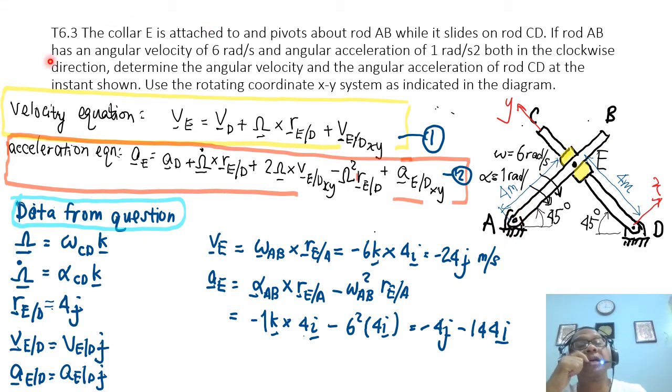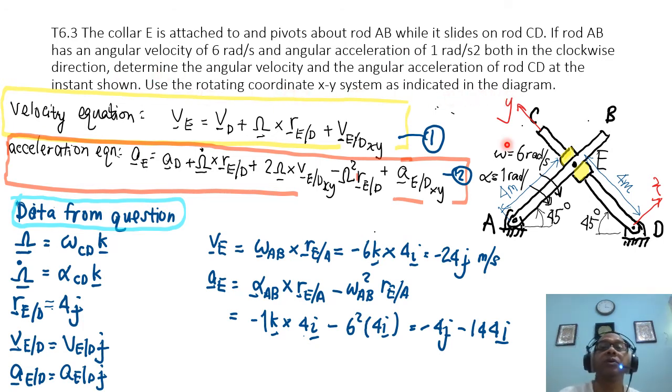If rod AB has angular velocity of 6 radian per second and angular acceleration of 1 radian per second square, both in the clockwise direction, determine the angular velocity and the angular acceleration of rod CD at the instant shown. Use the rotating coordinate system as indicated in the diagram.